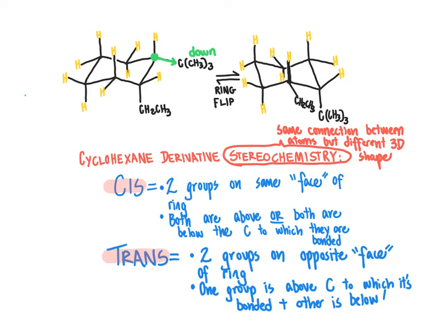So we've assigned our first group there, our tert-butyl group, as being down relative to the carbon atom it's bonded to. We need to come to the next carbon atom here and look at our group, our ethyl group, and that's definitely located down below the carbon that it's bonded to.